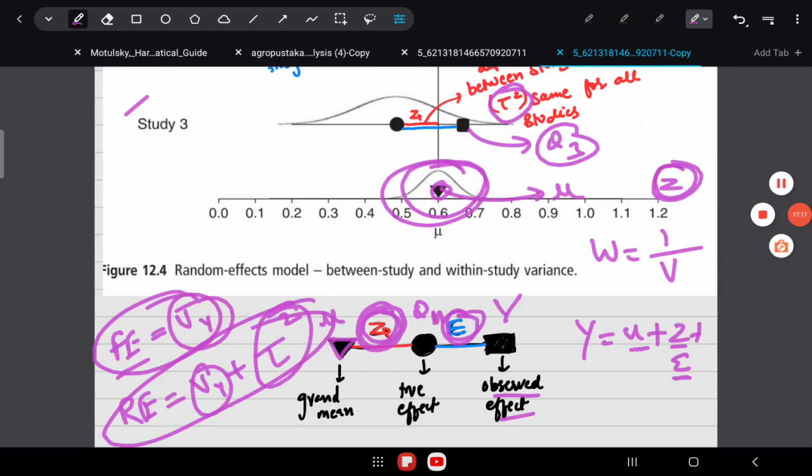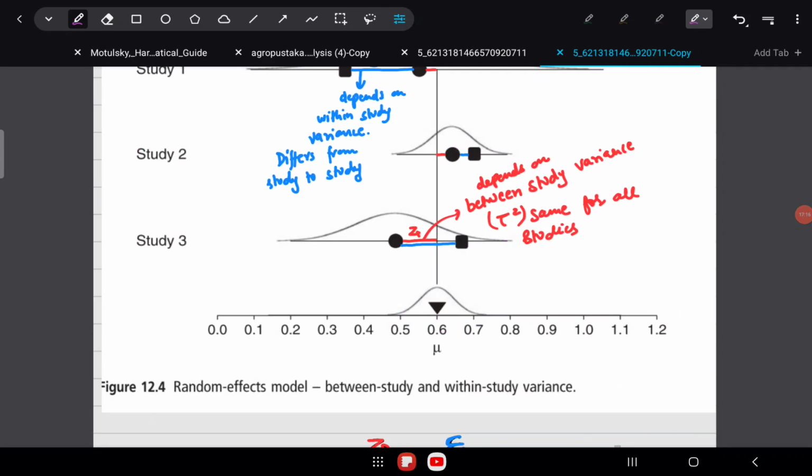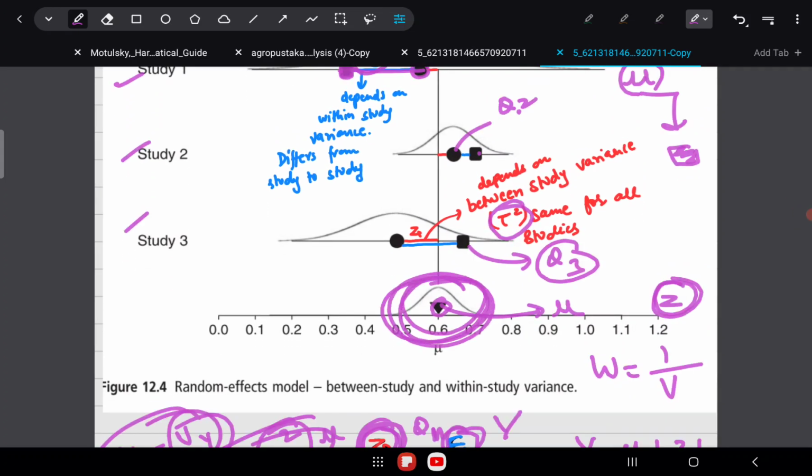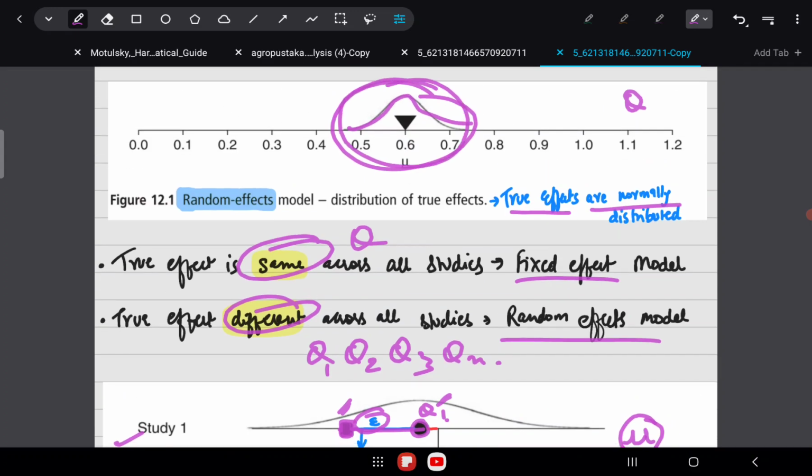Now, of course, this makes sense that the tau square will actually be the same across all the studies, right? Because tau square is nothing but the variance of this normal distribution curve. This is the distribution curve of true effects. So the variance of this is tau square. This is the between study variance, right?